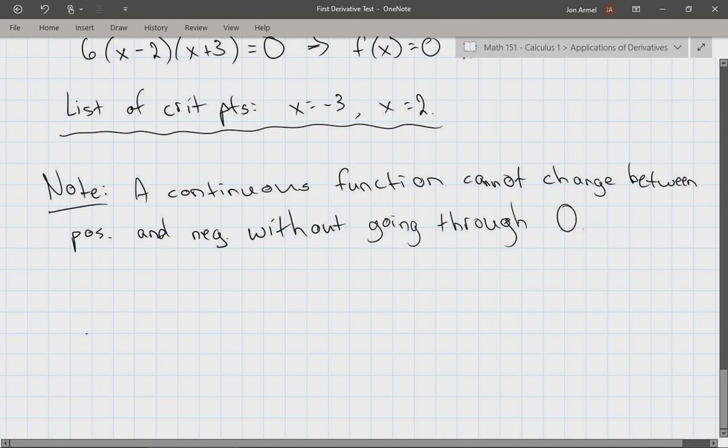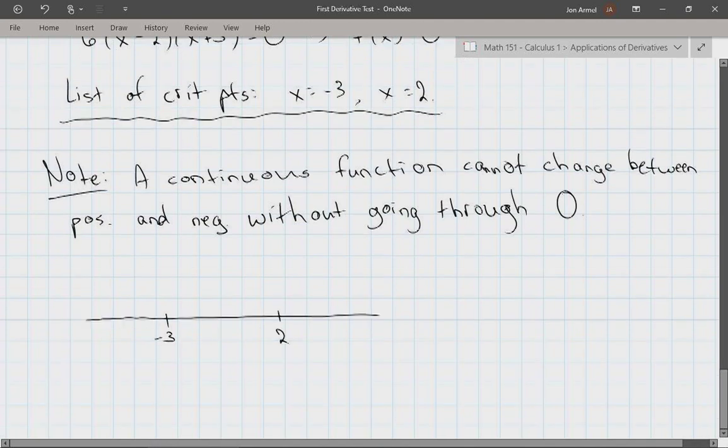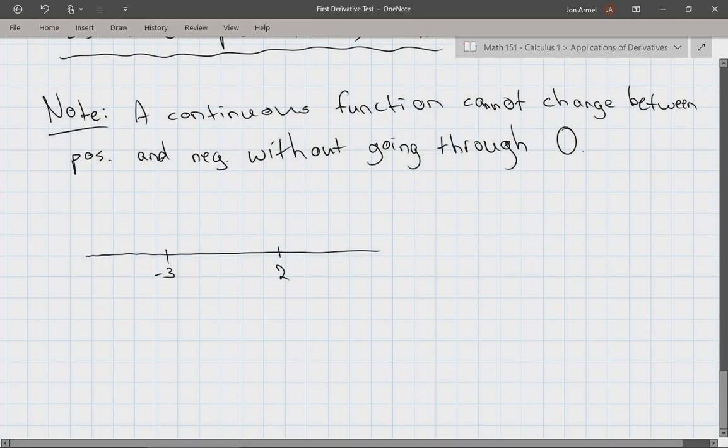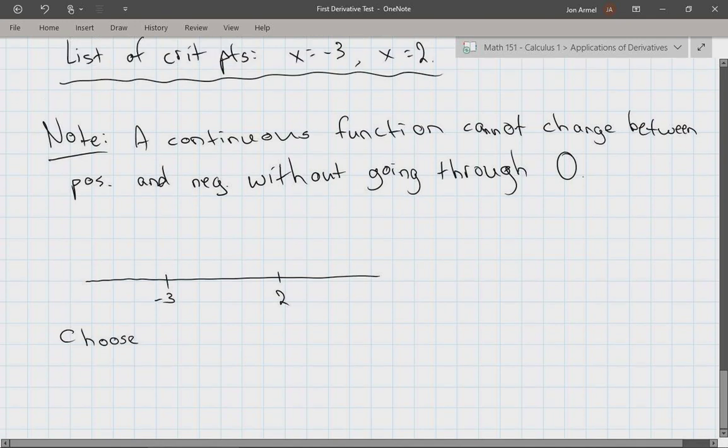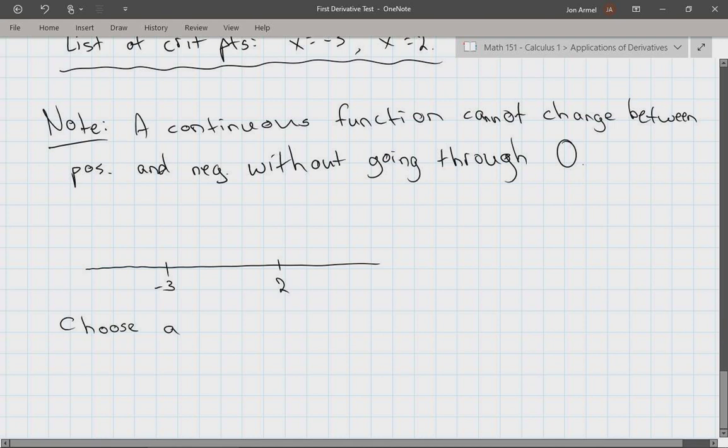So what I'm going to do is draw a number line. This is kind of like when we were graphing earlier. So I'm going to put -3 and +2 on the number line. And what I need to do is choose a test point. I want f prime still on here, but I'll just write it again. I want to choose a test point for f prime in each interval. Let's say each subinterval.